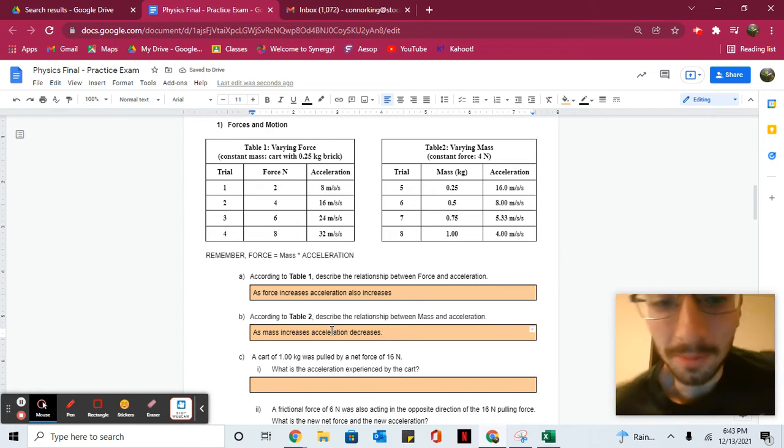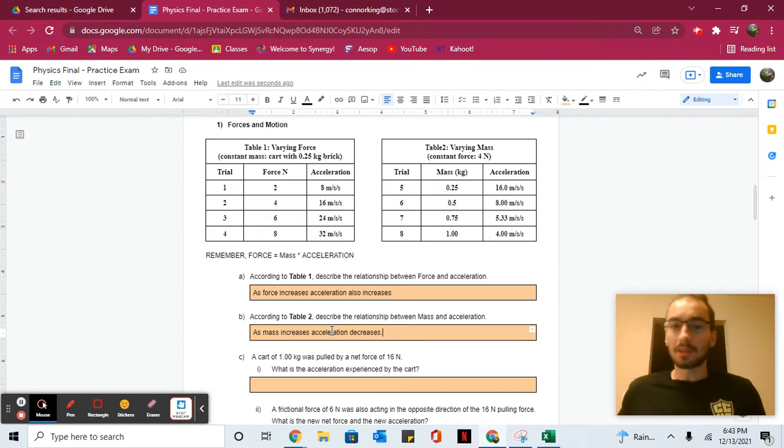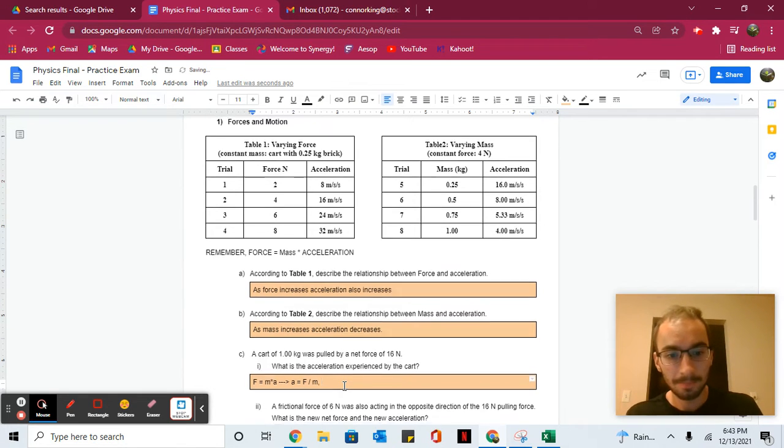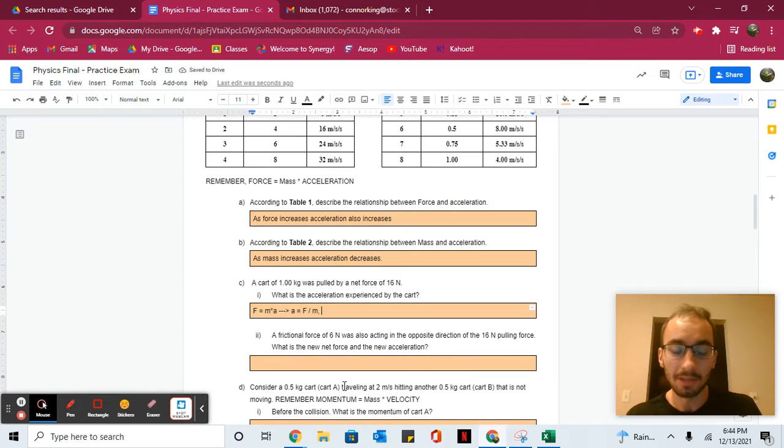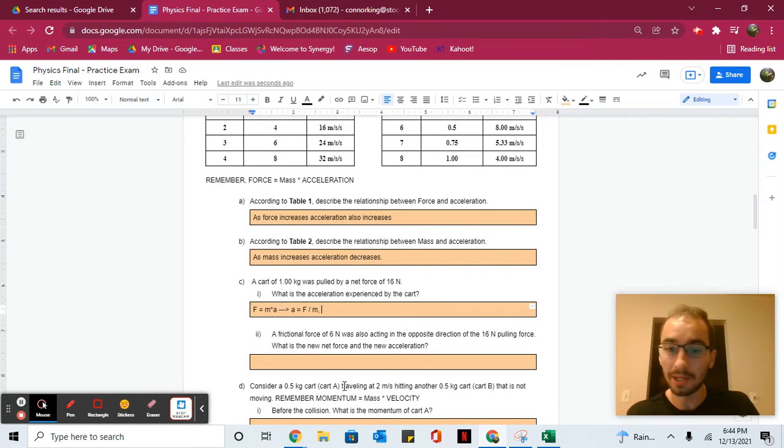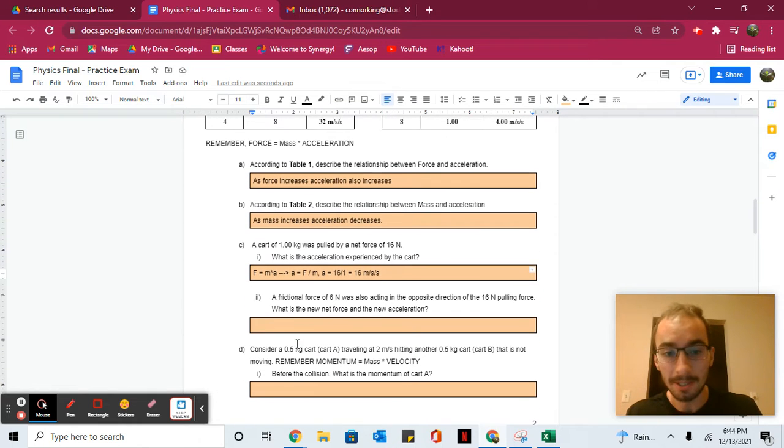Alright, next one. You need to know Newton's second law, which is force equals mass times acceleration. And if you do some algebra, you can rearrange it and divide to get acceleration equals force divided by mass. So, to get part C, if a cart weighs 1 kilogram and was pulled by a net force of 16 newtons, you do 16 divided by 1, which is equal to 16 meters per second squared. That's how you do C.